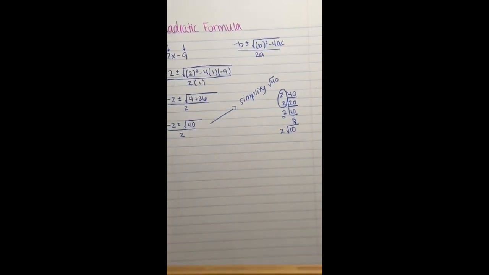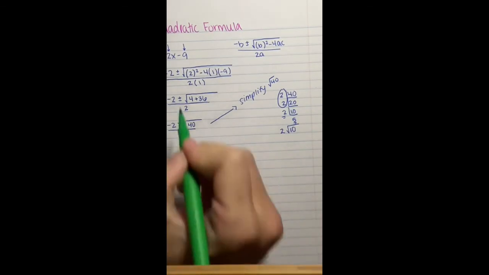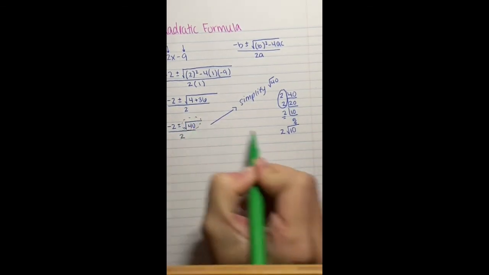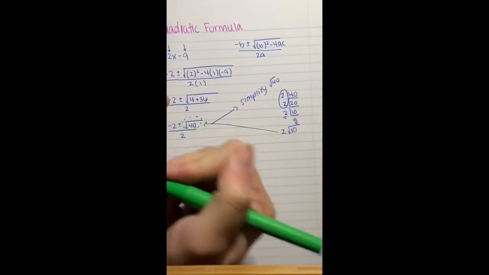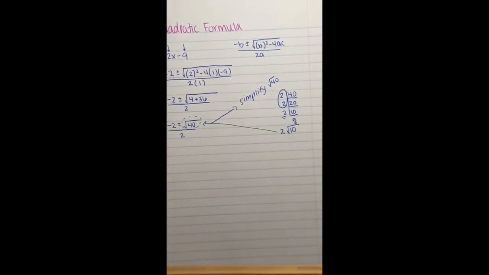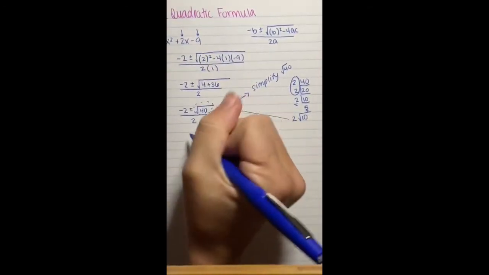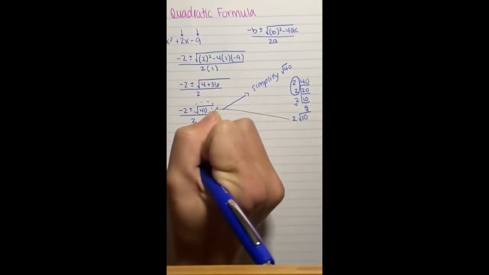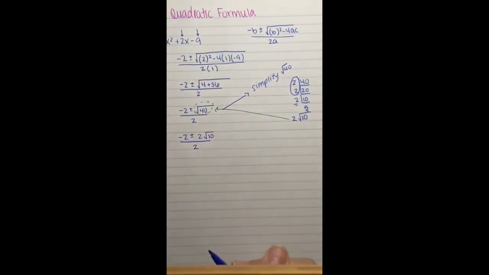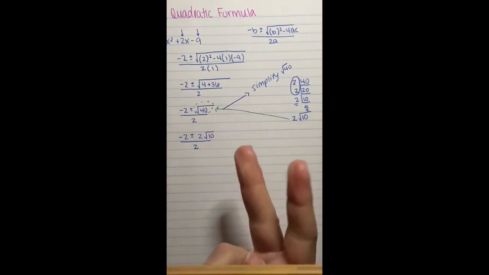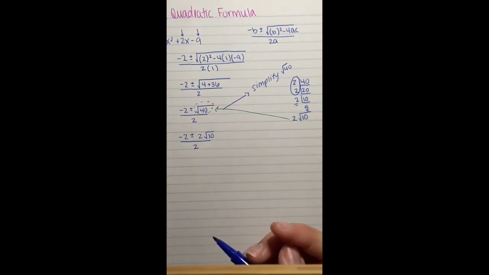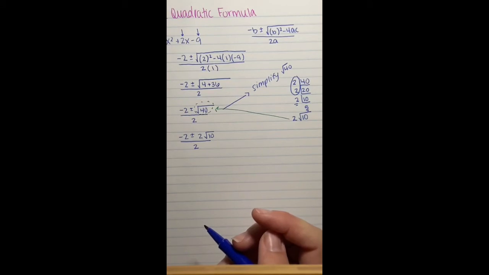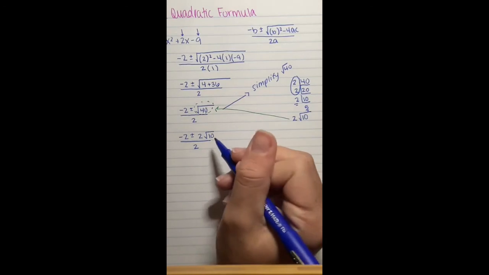Okay, so what I'm going to do is I'm going to replace my square root of 40 with 2 root 10. These are the same exact thing, it's just in a different form. So -2 plus or minus 2 root 10 over 2. Okay, I'm going to give you the answer in 2 different forms. We're going to do our exact form, and we're also going to do our approximation. Approximations are going to be decimals. Exact form is going to be radicals, and I'll show you what I mean.